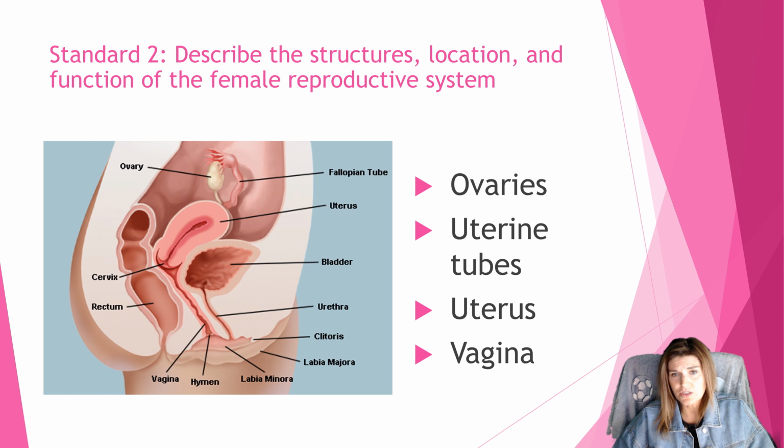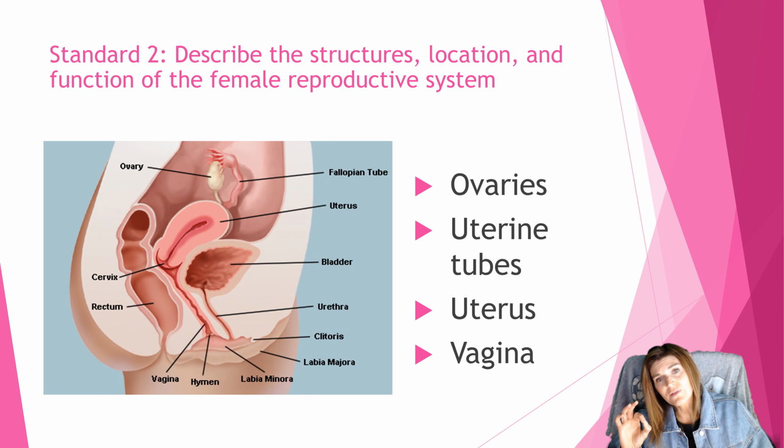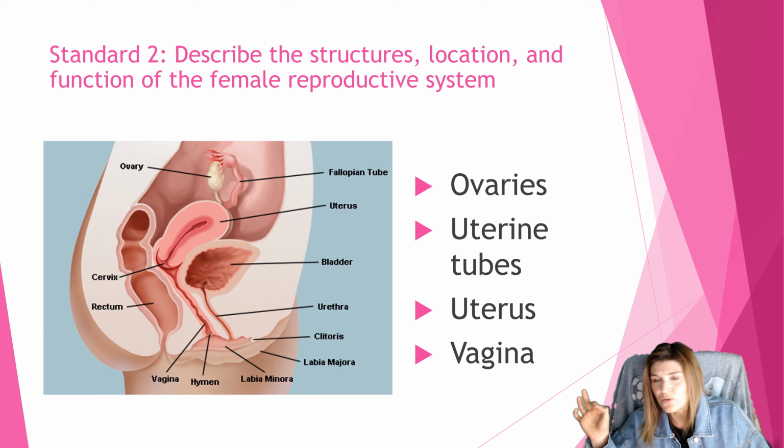Okay, standard 2 is dedicated to the female reproductive system. So the structures that the curriculum says they must know, I'm going to stick strictly to those. So they said they need to know what an ovary is, what a uterine tube is, also called a fallopian tube. So in this picture, it's called the fallopian tube. In the next one, I think it's a uterine tube.